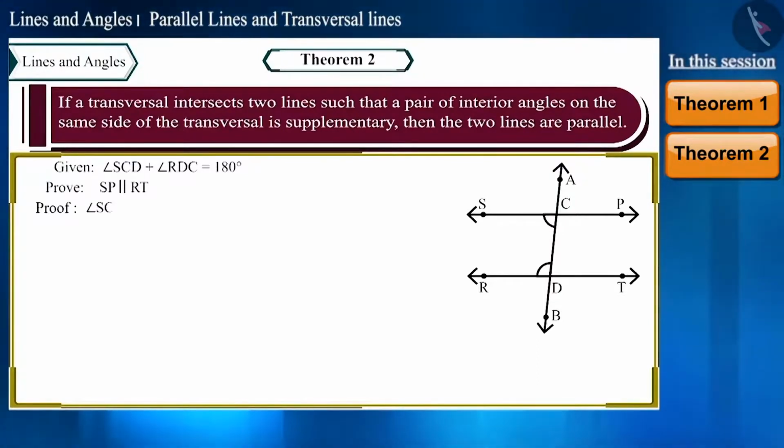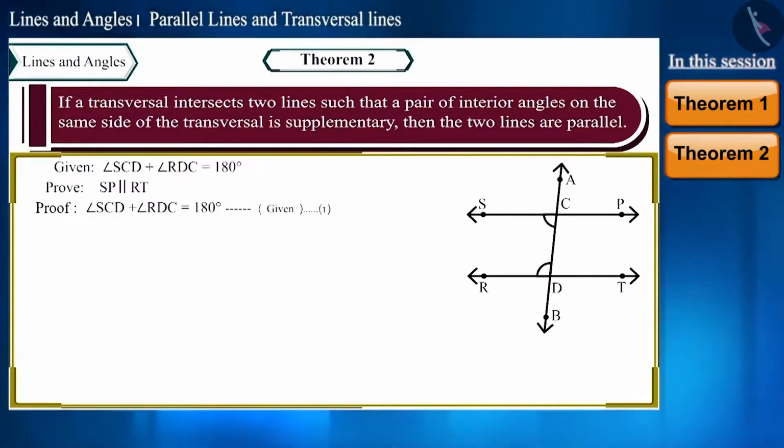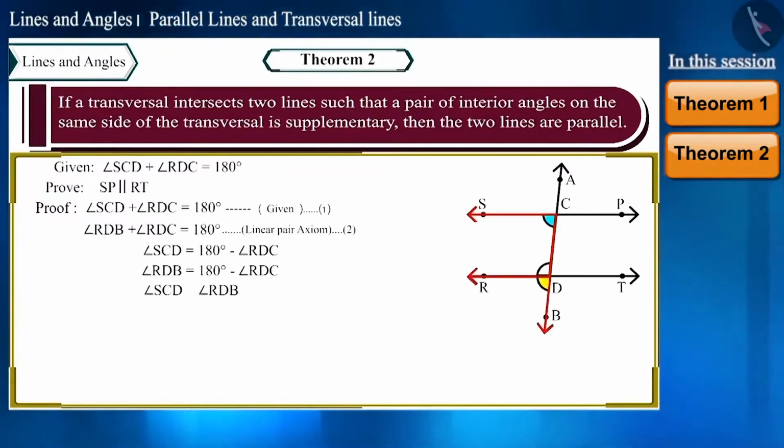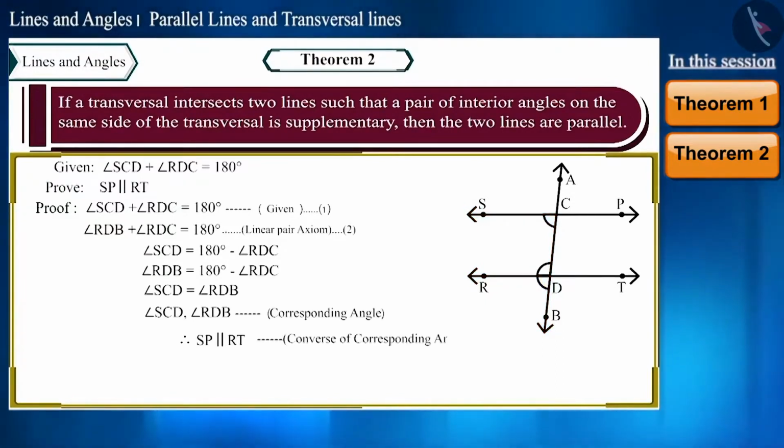Now, let's look at its proof. We have been given this. Look at the figure. Angle RDB and angle RDC are forming a linear pair. So keeping in mind the linear pair axiom, we can say that the sum of these two angles will be 180 degrees. If we write these two like this, then we can say that angle SCD and angle RDB are equal. By looking at the figure, we can say that these two are corresponding angles. Therefore, using the converse of the corresponding angles axiom, we can say that these two lines are parallel.